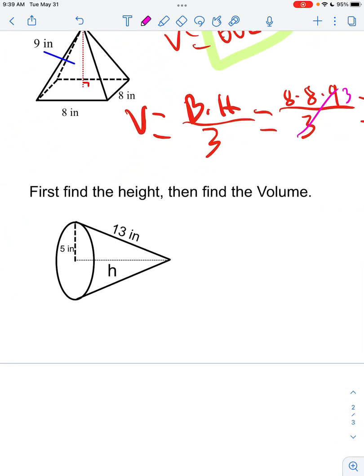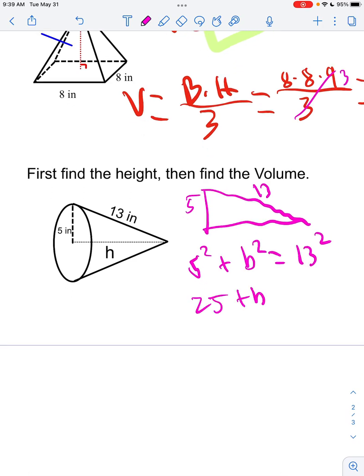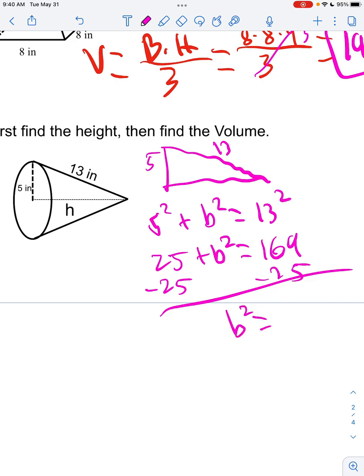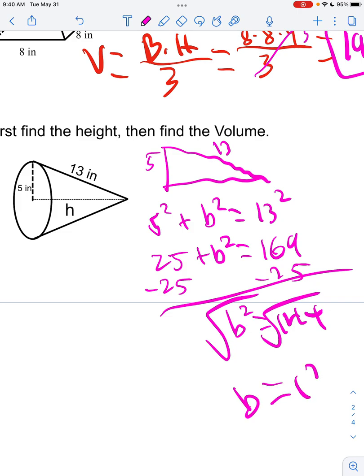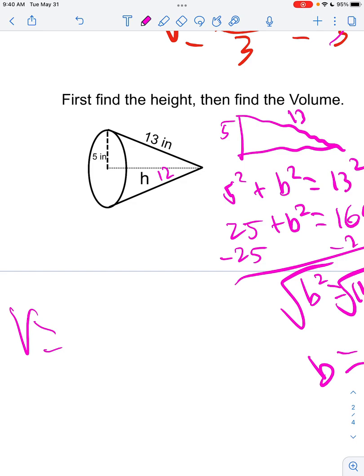First find the height, then find the volume. Again, it's always helpful if you draw these out. Pull out that triangle. Use our handy dandy friend Pythagoras and say 5 squared plus b squared equals 13 squared. 25 plus b squared equals 169. Again, I have to put 13 in my hypotenuse spot. So when I take the square root, I get a height of 12. Now that's not our answer. We still have to use our formula.